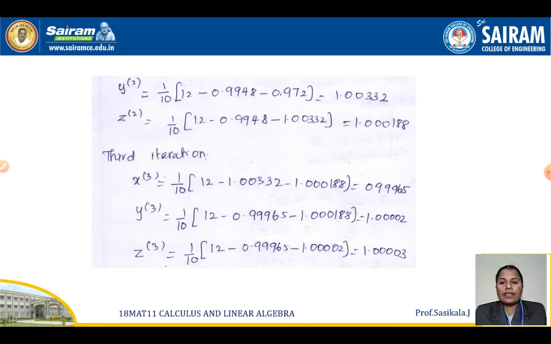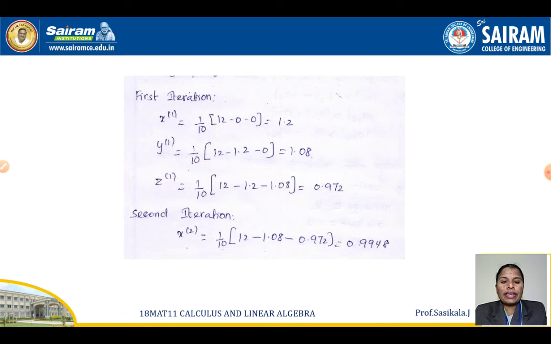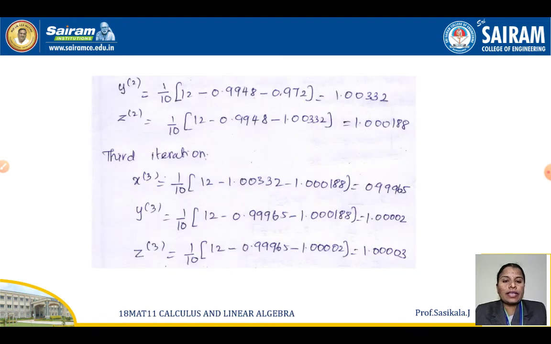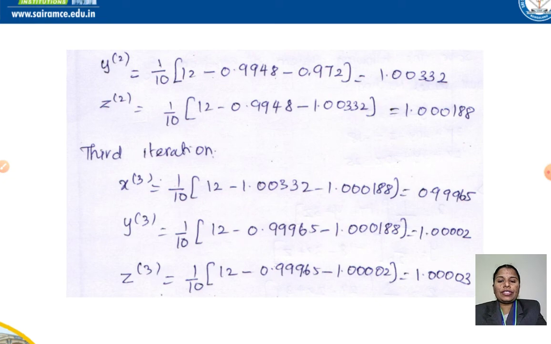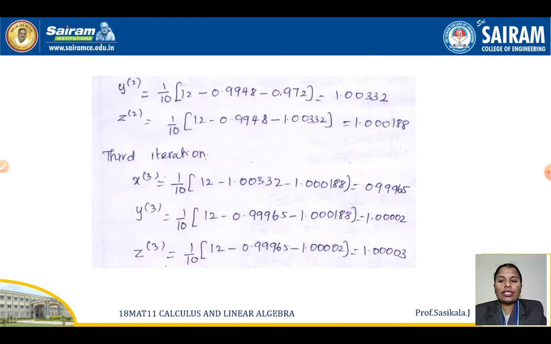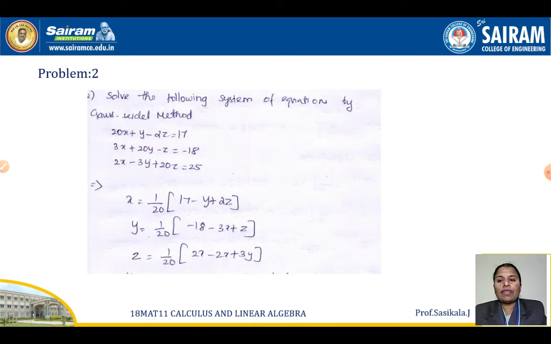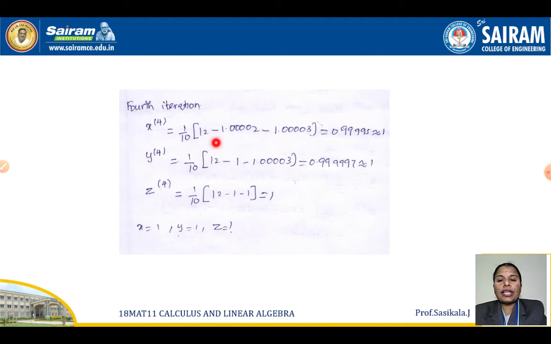So now you can see that comparing iterations 2 and 3, for the first one it is 0.99, so two decimals are matching, and here also two decimals are matching. So to get a better solution I am going to do one more iteration. What is that? The fourth iteration, using your third iteration values. So fourth iteration, x of 4.